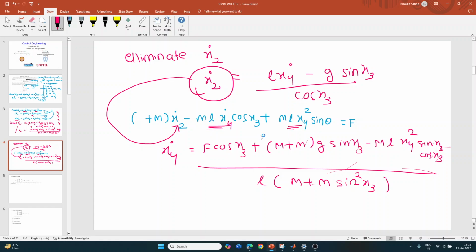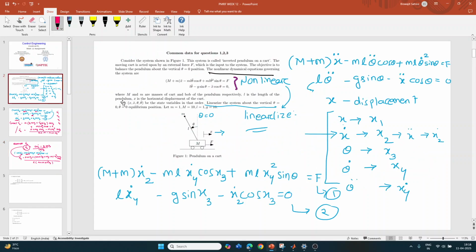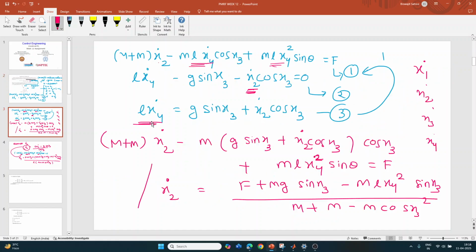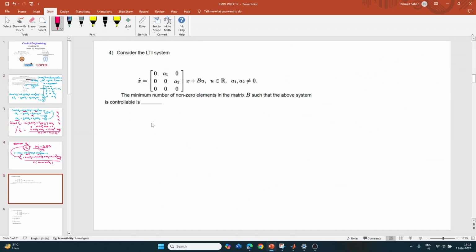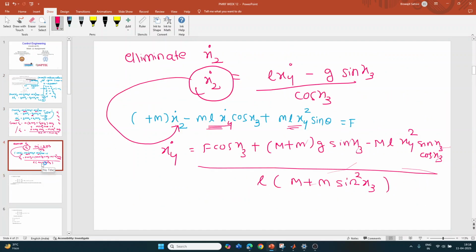Once you find out all the four values, then what you need to do: in the question, what is the condition he has given to you? The condition he has given is that at theta at the equilibrium position you have to linearize the variable. How to linearize at the equilibrium position is discussed in the lectures.